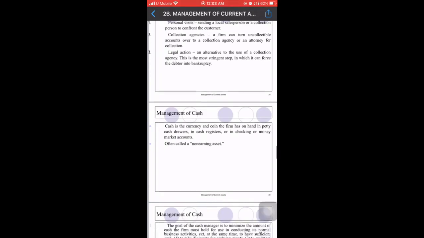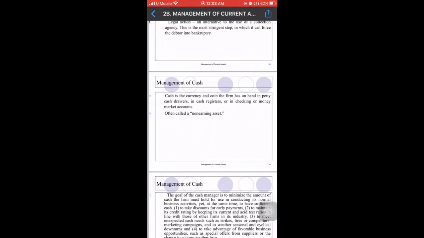We're moving on to the management of cash. Cash is the currency and the coin, usually put by the firm on hand in a petty cash drawer or in a cash register. Cash is called a non-earning asset, which means an asset that does not bring or deliver any return to us.